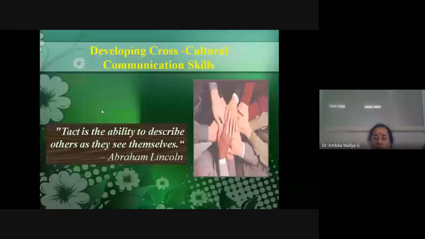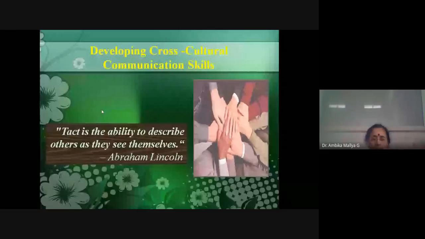Now, how can we develop cross-cultural communication skills? Tact. What do you mean by tact? Being sensitive. Tact, who said this? Abraham Lincoln was of the opinion that tact is the ability to describe others as they see themselves. All we need to do is just be sensitive. We need to be sensitive, and today youngsters have to be sensitized towards these cultural nuances, the cultural differences.